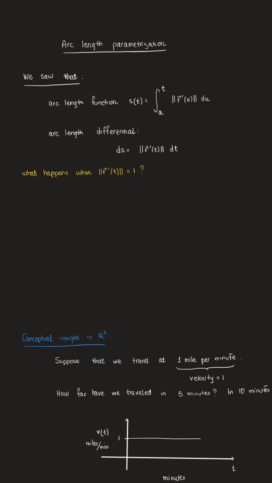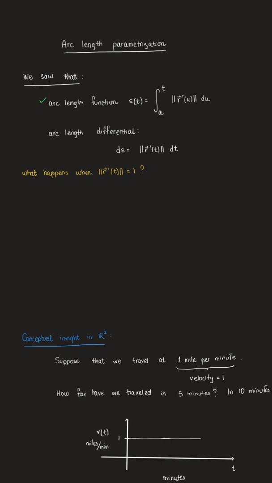Okay, in the previous couple of videos, we saw that we can define a function that accumulates the length of a curve starting at a. This function is defined as the arc length function, and it's the integral from a to t of the magnitude of r prime of u du.